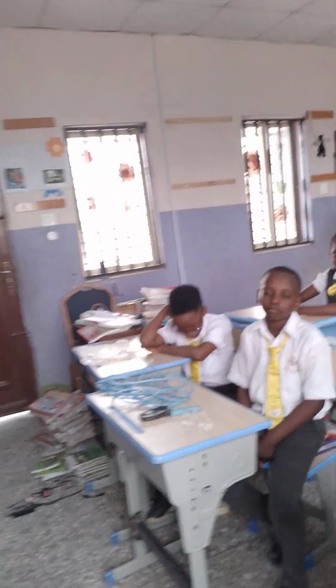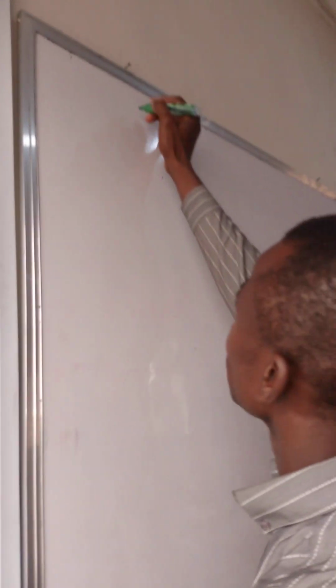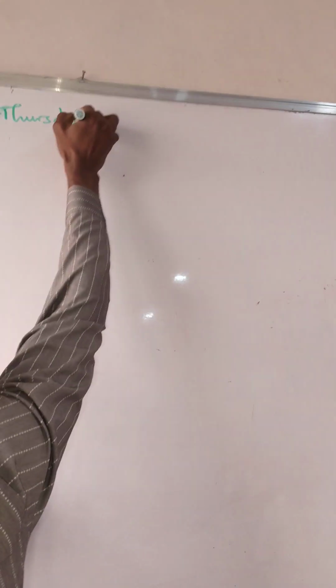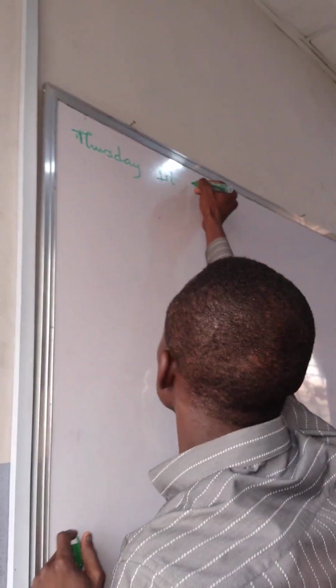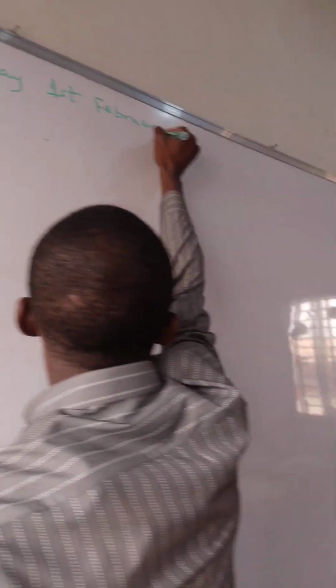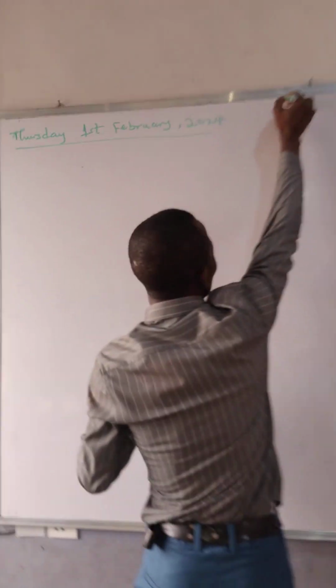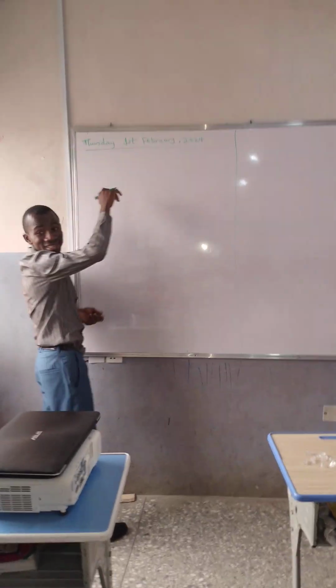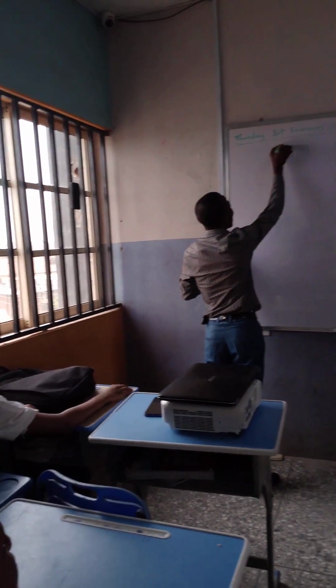Okay, let me bring out my marker so that I can write those things on the board. The LAN, ICT. Today's date is what? Today is first. Thursday. Thank you very much. Thursday, 1st February 2024. I think I'm used to 2024 now. Before I used to write 2023. I'm still writing 2023. Really? Me too. Okay. No problem.